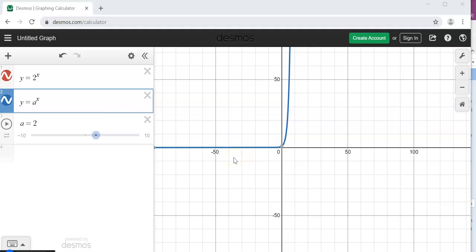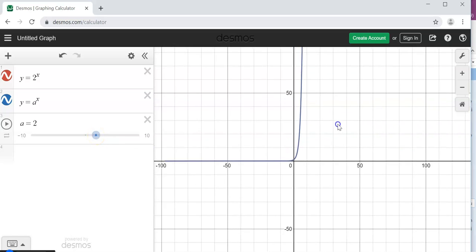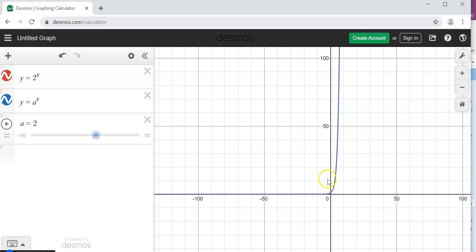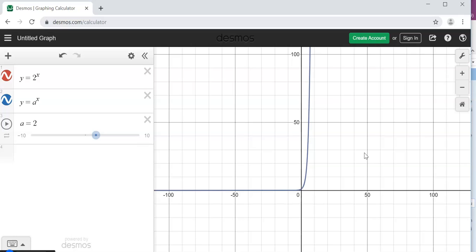So I've got y is equal to 2 to the x, which is in red, which is covered by my other line, which is y is equal to a to the x. And in this case I have a set as 2. So if I was to manipulate this variable a and increase it, what do we think would happen to this curve? Do we think it would become steeper or flatter?